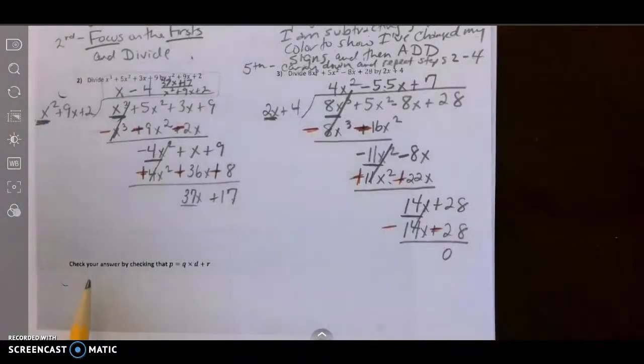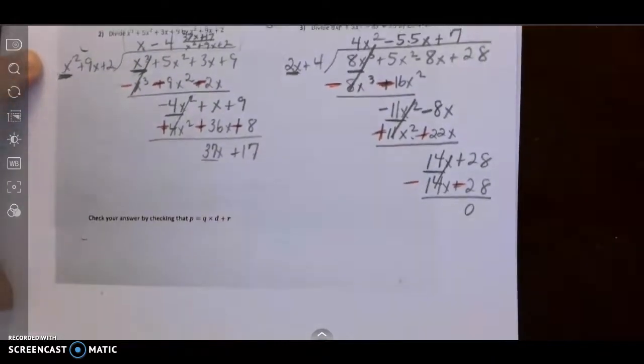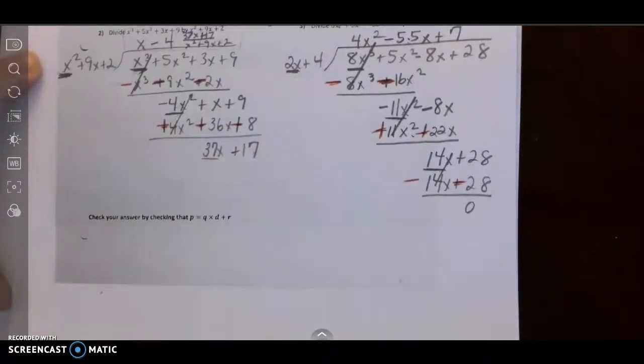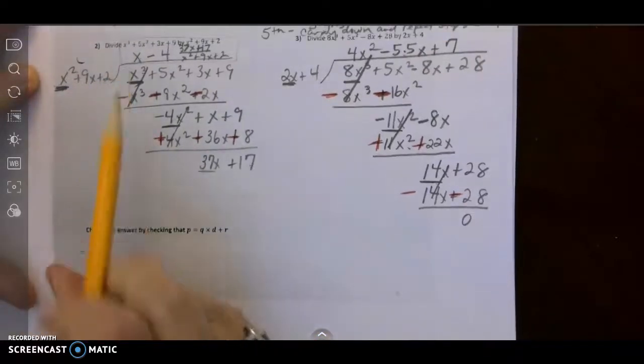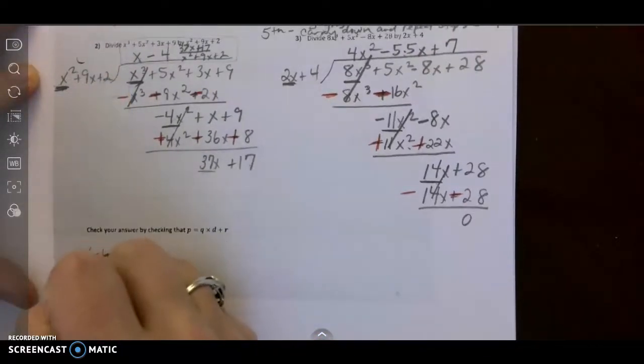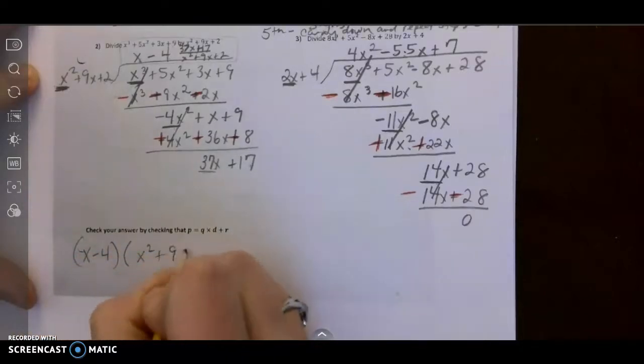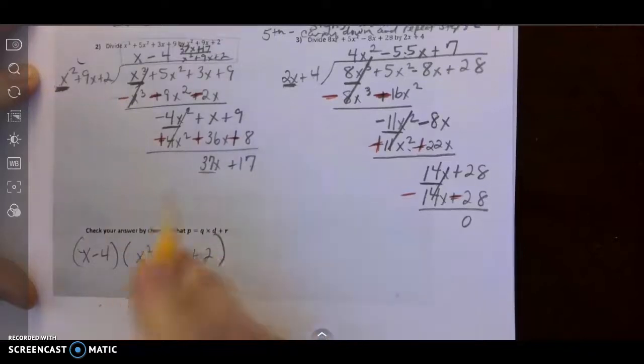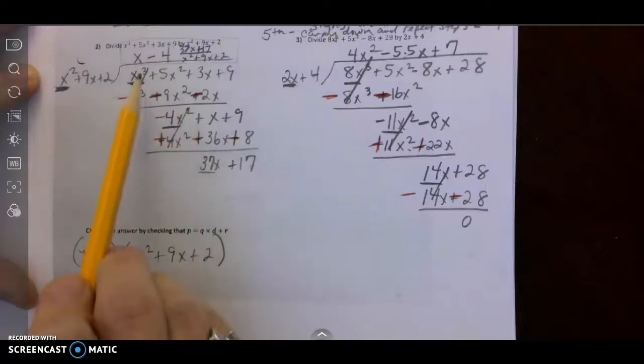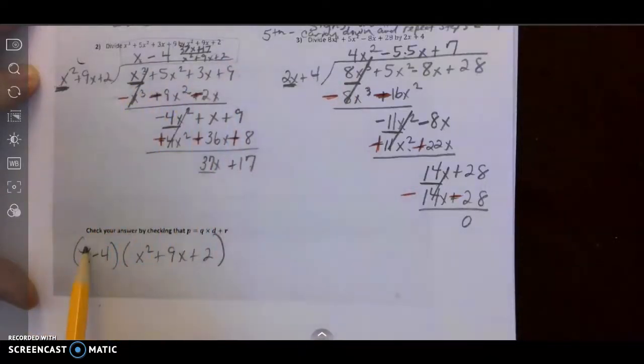Now, if we want to check our answer, you can check your answer by checking that the product equals the quotient times the divisor plus the remainder. Let's do this for number 2. So if you're ever wondering if it's a quiz or a test, you want to make sure you got the right answer. If I take x minus 4 and I multiply it by x squared plus 9x plus 2, and then add this remainder of 37x plus 17, I should get this. So let's see what happens.